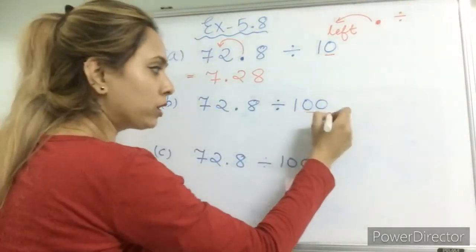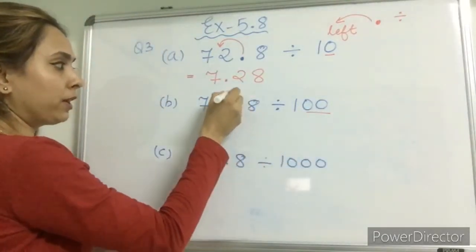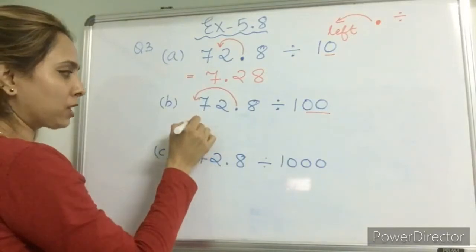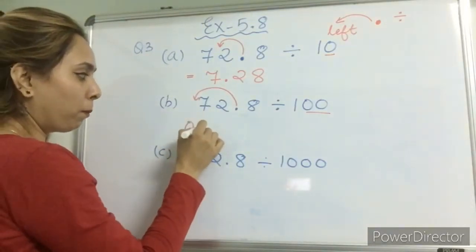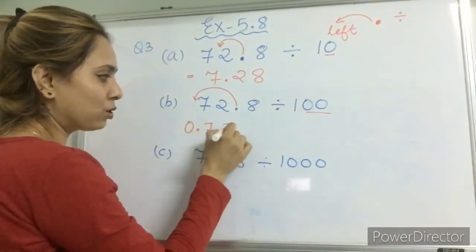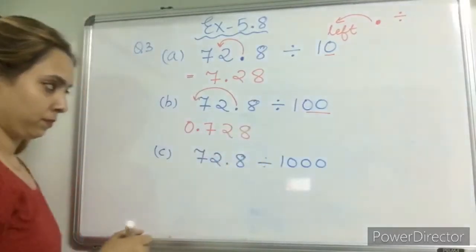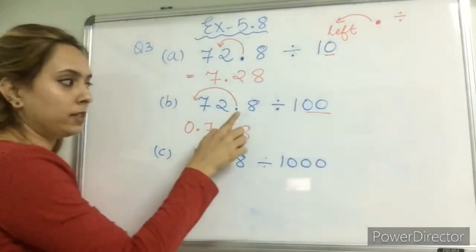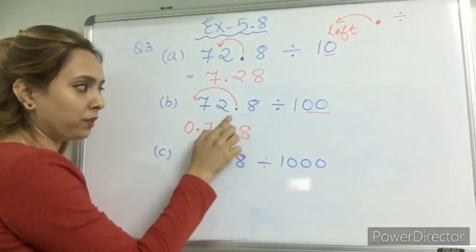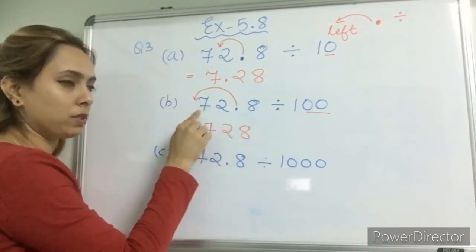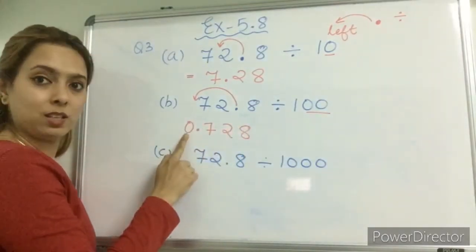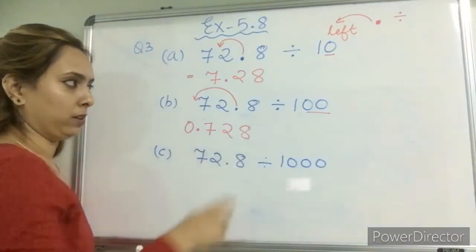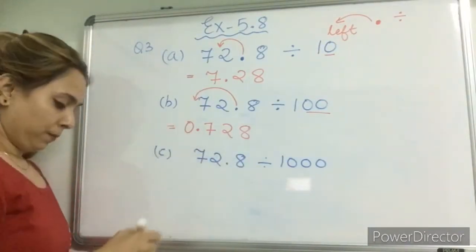So here we have 2 zeros. So this decimal will be shifted before this 7. So the answer will be 0.728. This point is shifted before this 7. Two numbers are skipped. So we will write like this, 0.728. This is the direct answer.